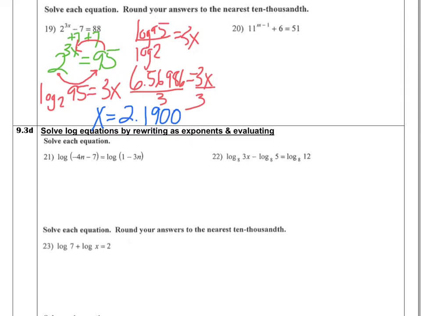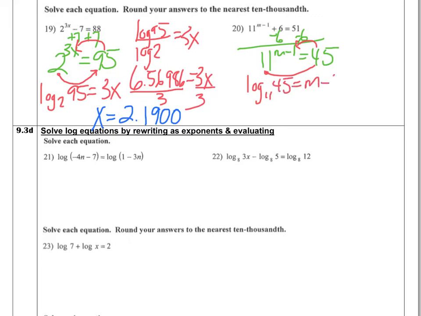This next one's the same way. The variable is the exponent, so we want to get 11 to the m minus 1 power by itself, so we have to get rid of the 6. To get rid of the 6, let's just subtract 6 from both sides. That's going to leave us with 11 to the m minus 1 equals 45. When we rewrite this as a logarithm, it'll be log base 11 of 45 equals m minus 1.